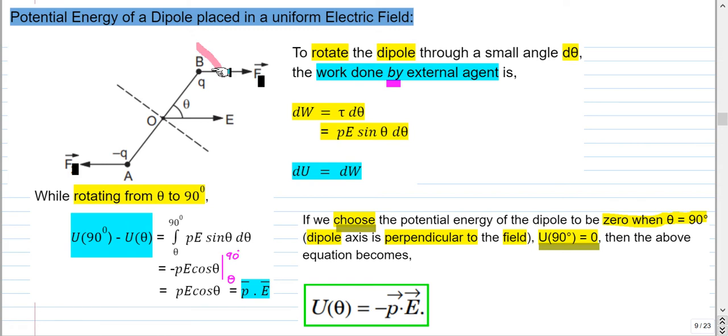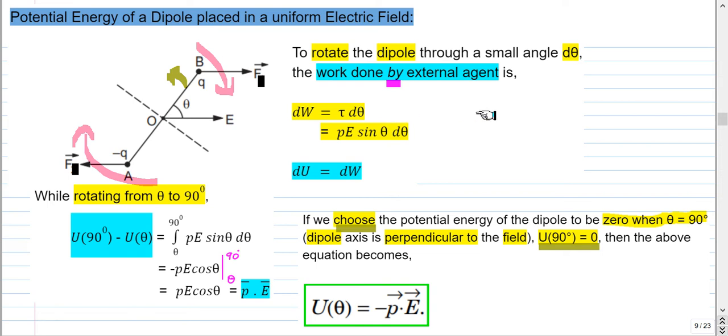So there will be a torque on plus Q and minus Q, which are in the same direction. So the electric field will exert a torque in the clockwise direction. So to rotate the dipole through a small angle d theta in this anti-clockwise direction, an external agent has to do work to overcome this torque due to the electric field. That external work done will be torque times d theta.